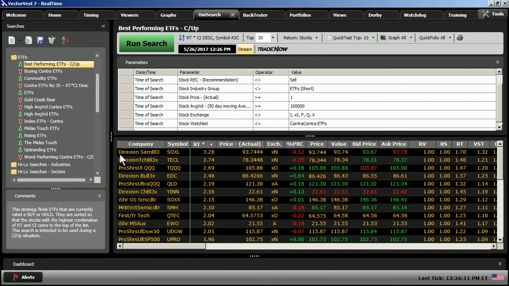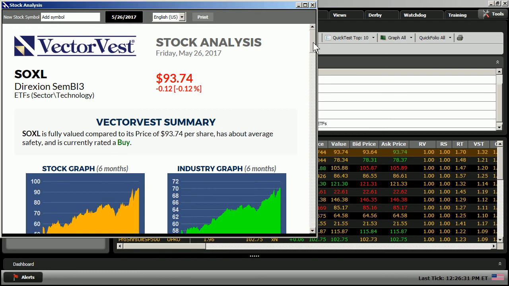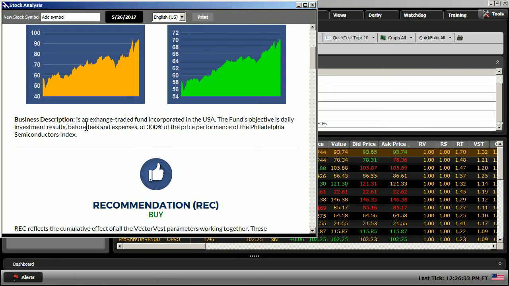Now, you'll get used to, after a while, Direction signifies a triple leveraged ETF, and this is looking at the semiconductors. If you're brand new and you wanted to know what this was, this SOXL, you would simply right click on it, go over to View Stock Analysis Report. If we scroll down, let's look at what the business description is. This is an exchange traded fund incorporated in the good old US of A. The fund's objective is the daily investment results before fees and expenses of what? Wow, 300% of the price performance of the Philadelphia Semiconductors Index.